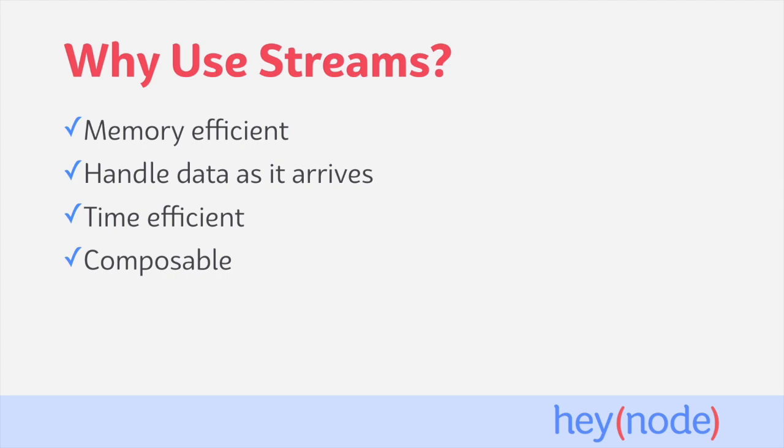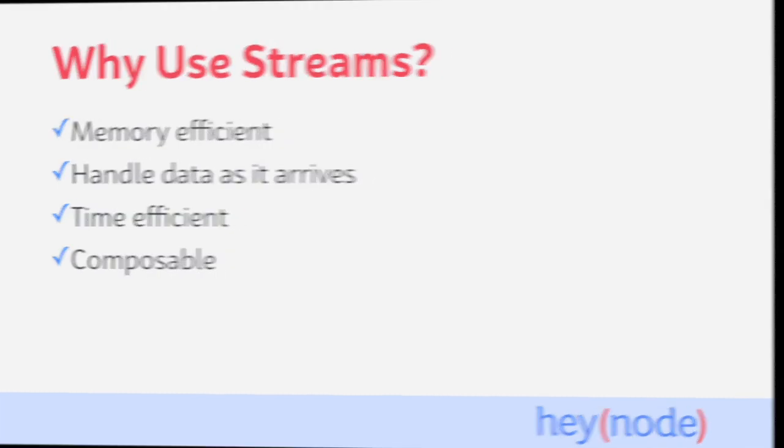Finally, streams are also composable, meaning that they can be connected to and combined with other streams. The output of one stream can be used as the input for another stream, allowing us to combine streams into a pipeline through which data can flow between the various streams.